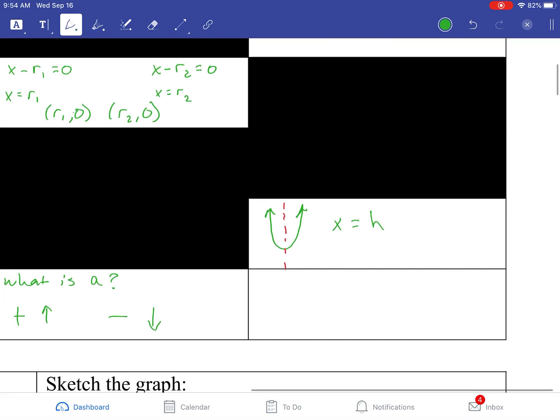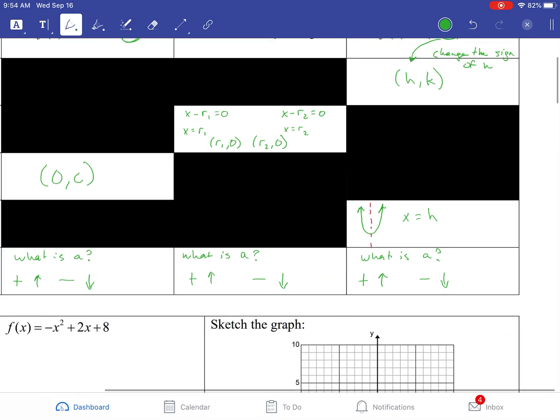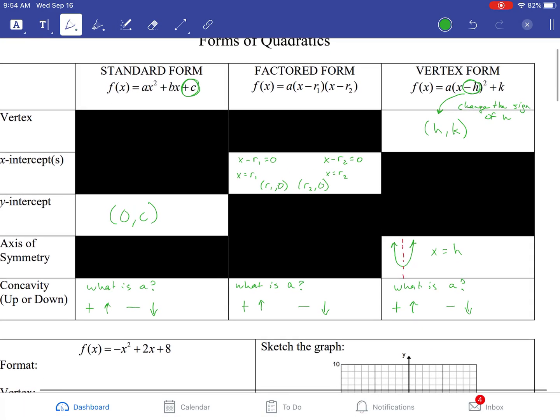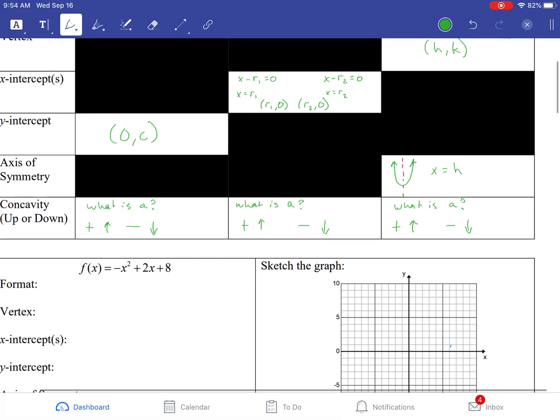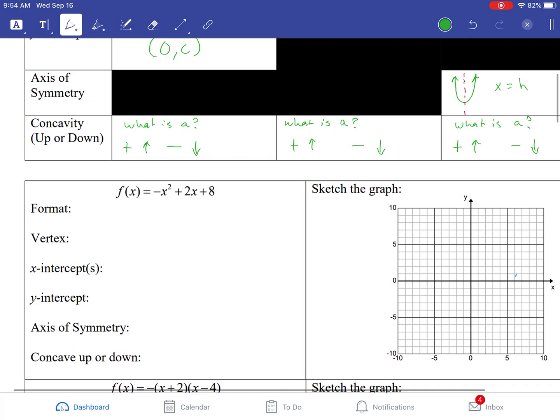And then lastly is your concavity up and down. So again, we're looking at what is A. If A is positive, the graph's going to go up. If A is negative, the graph will go down. All right, so those are the things we're going to be looking for in each of the different types of quadratic equations. Now let's do some examples of actually doing stuff.